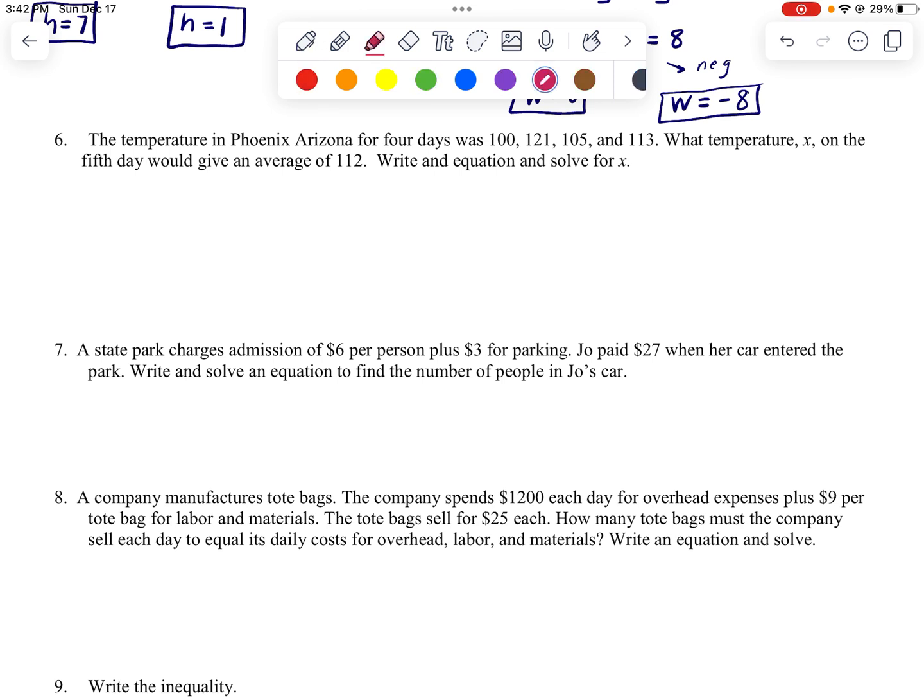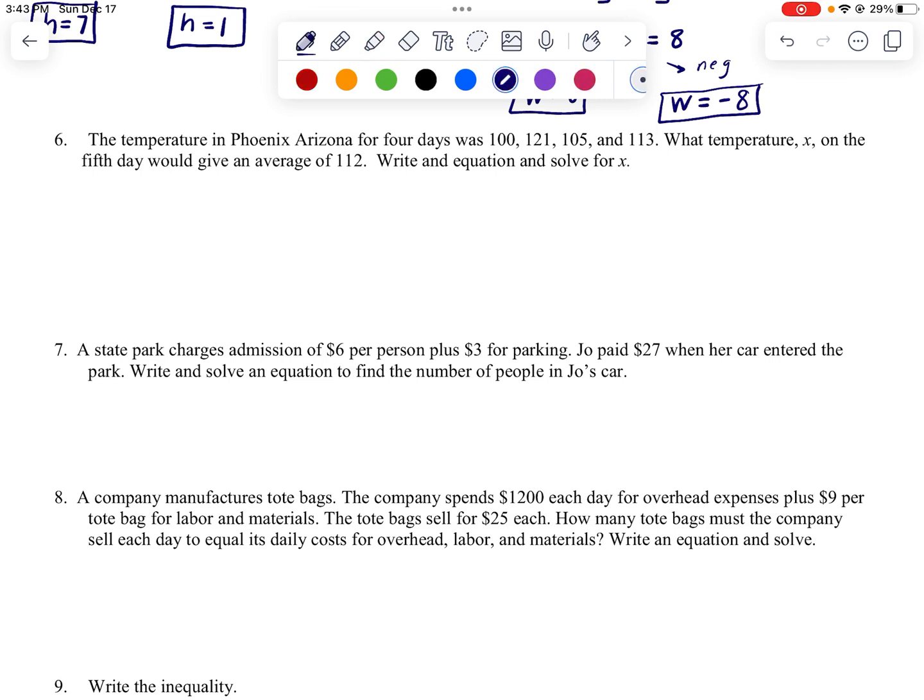These average questions, again, are so important. They were on your tests, quizzes, homework, probably on your exam, similar, okay? So knowing how to set this up is important.